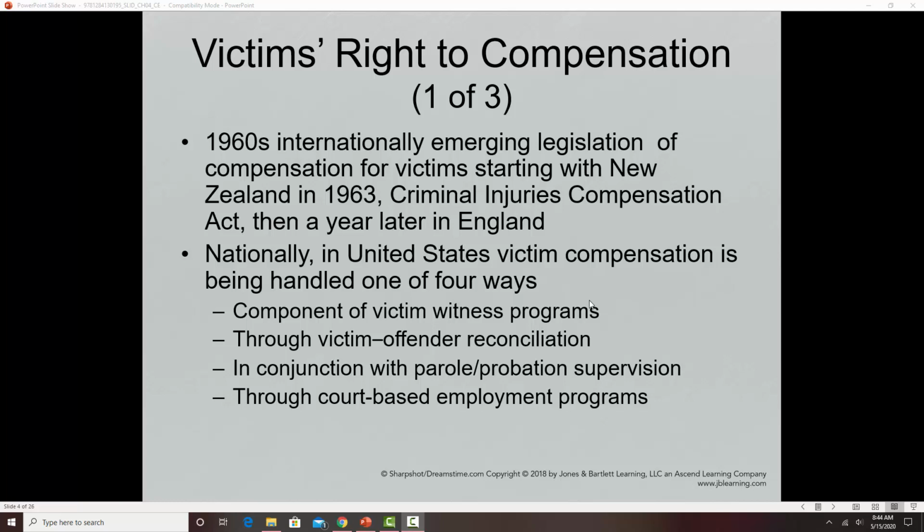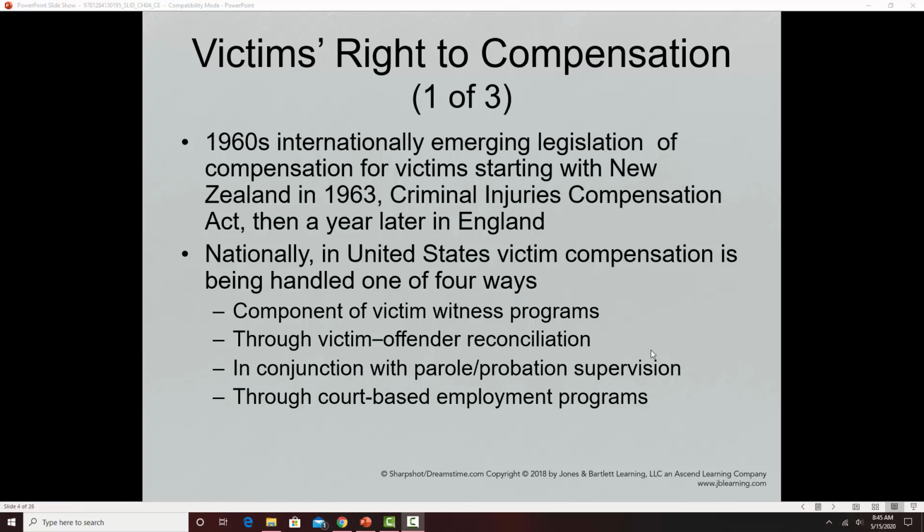Nationally in the United States, victims' compensation is being handled in one of four ways. It's a component of victim witness programs, and victim witness programs are often either state or federal programs. They can also be nonprofit organizations as well, through victim offender reconciliation in conjunction with parole or probation services, or through court-based employment programs where all of the money that would be given back to victims would come from the actual offender and not from taxpayers.